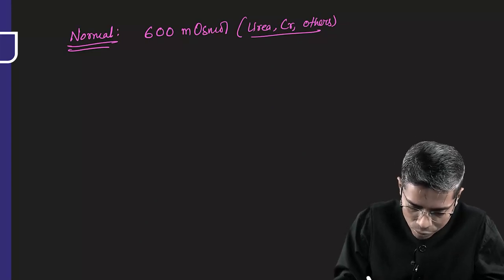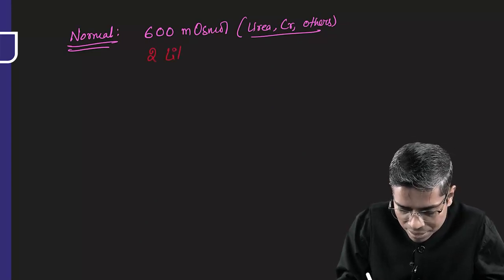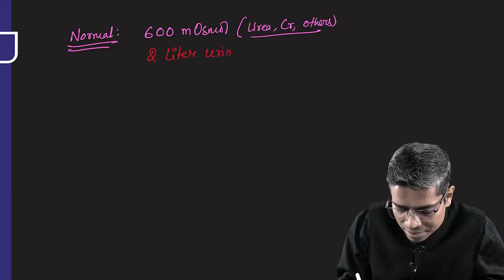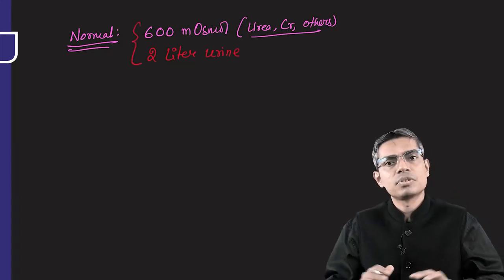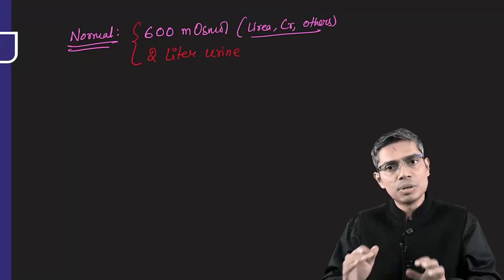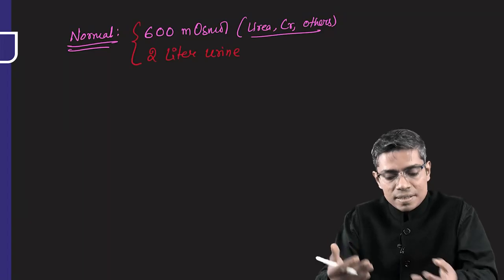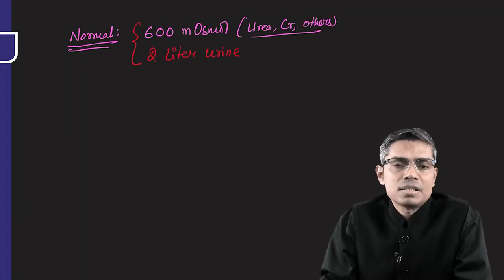Now to excrete this, you require to excrete water also, because these substances have to be filtered and then excreted in the urine. So you have to excrete the water also. Suppose the total volume of urine, or the total volume of water, is 2 liters. So you are excreting 2 liters of urine to excrete this amount of solute from the body, 2 liters of water to excrete the 600 milliosmoles of substances.